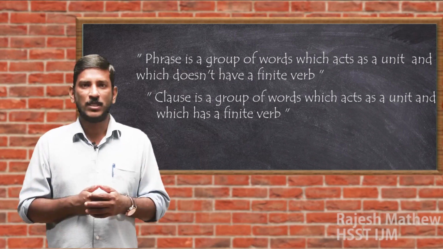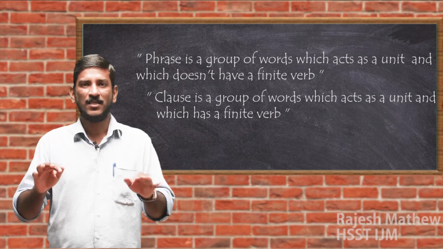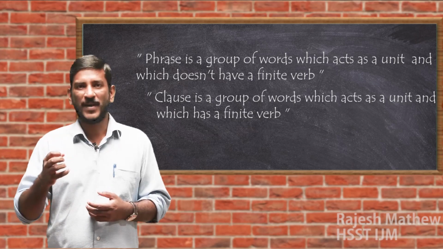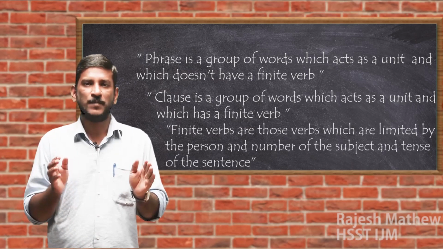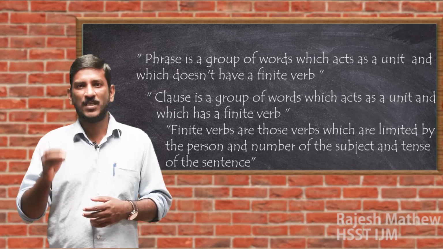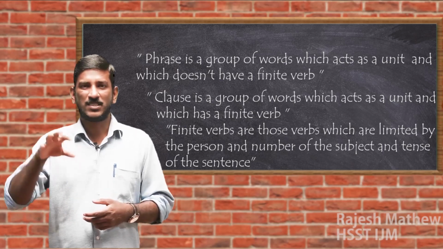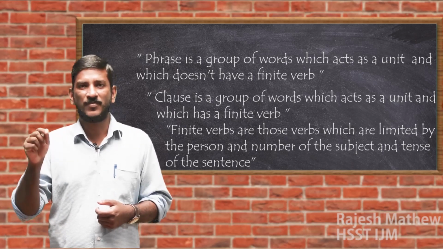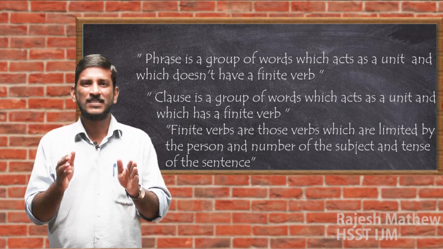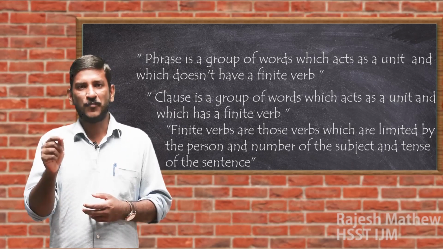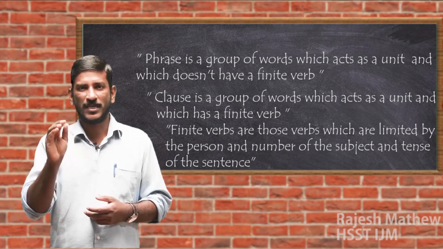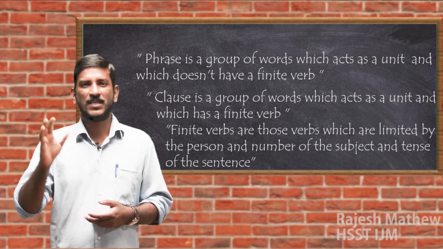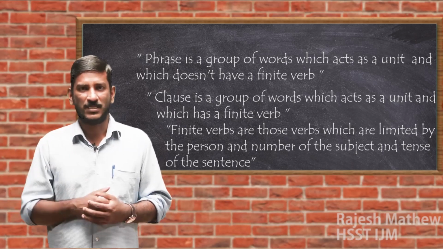You don't have to worry about the expressions finite and non-finite verbs. They are very simple concepts. What is a finite verb? A finite verb is a verb which is limited, controlled or restricted by the number and person of the subject and the tense of the sentence. You are familiar with those 3 concepts: person, number, and tense. Person and number of the subject.